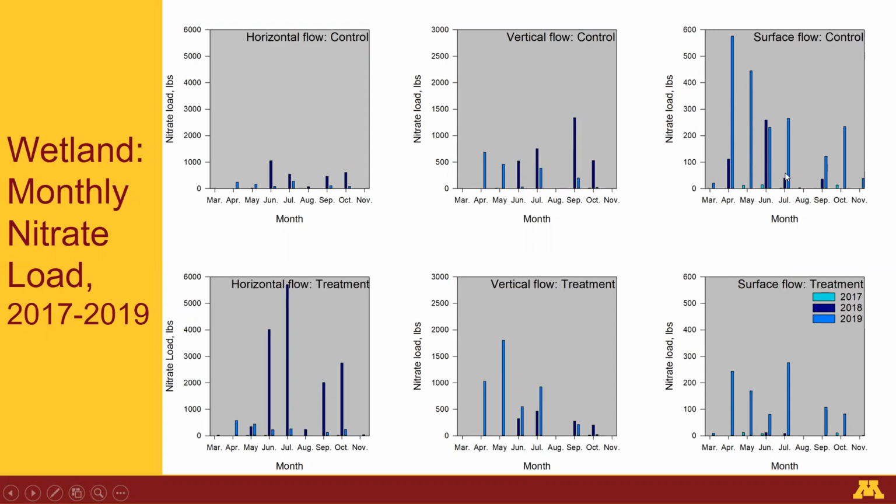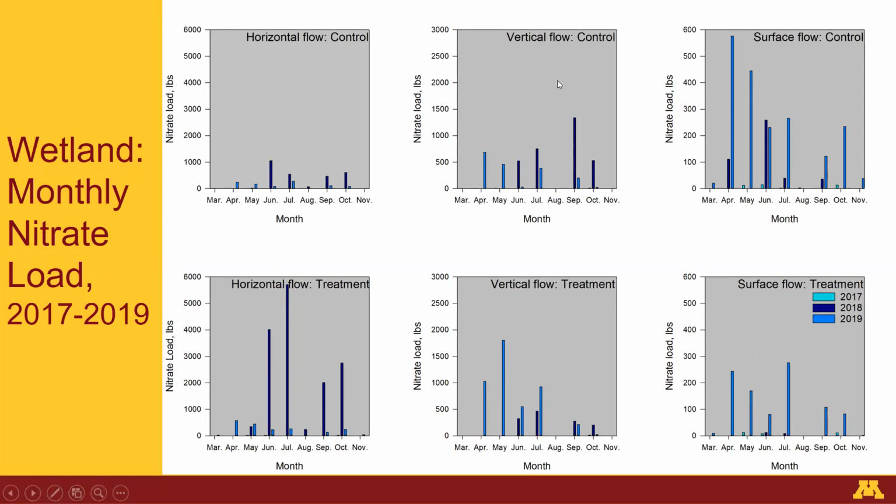If you look at the surface flow system, for the control and the treatment, you can see that for 2019, the nitrate load was much higher coming out of the control than it was for the treatment in that particular year, and somewhat consistent also for 2018. 2017 is almost imperceptible on these graphs, mainly because the flow out of the systems was so much lower compared to those two very, very wet years of 2018 and 2019.